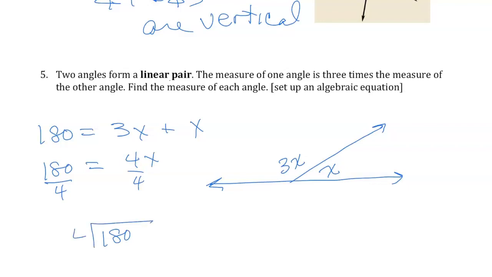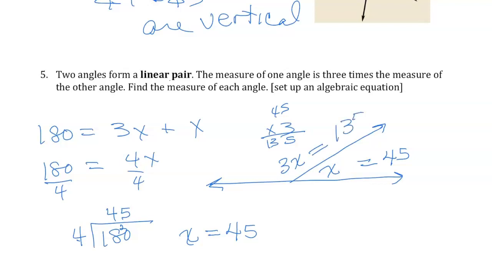180 divided by 4, 4 goes into 18 4 times, with 2 left over. 4 goes into 20 5 times. X, therefore, is 45. This angle is 45. 3 times 45 gives me 5, carry the 1, 135. This angle is 135. Check your work. 135 plus 45, that will indeed equal 180. Bingo, we are done. Okay, so this was important because you had to do this setup yourself.